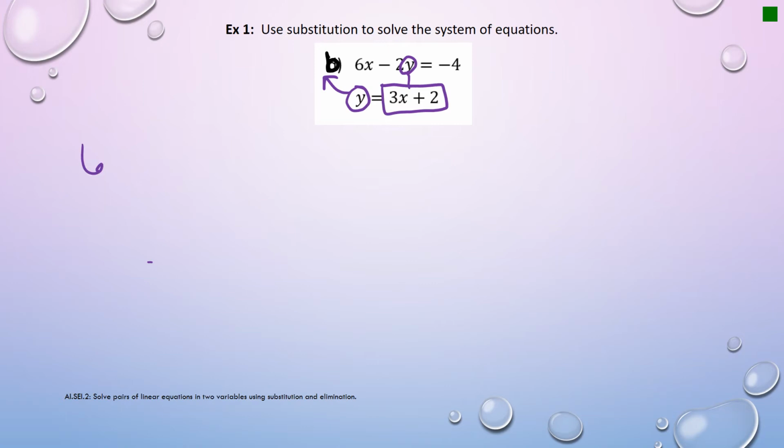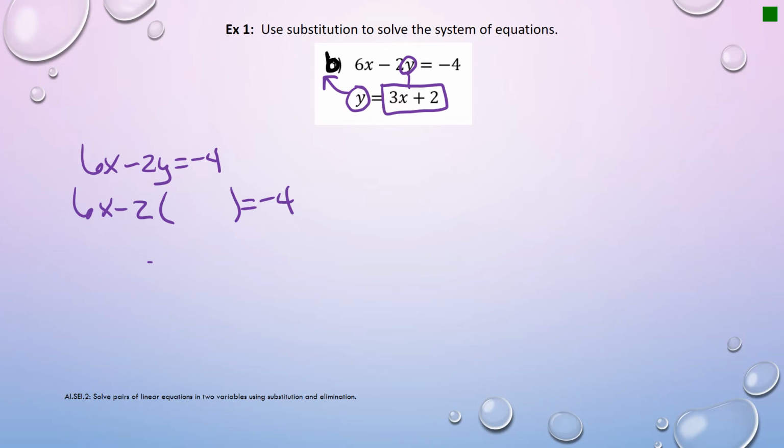All right. Keep it purple. We're going to start with 6x minus 2y equals negative 4. We're going to take the y off the court. Hold on. She lost her whistle. Woo, woo, woo. That is not what it sounds like.